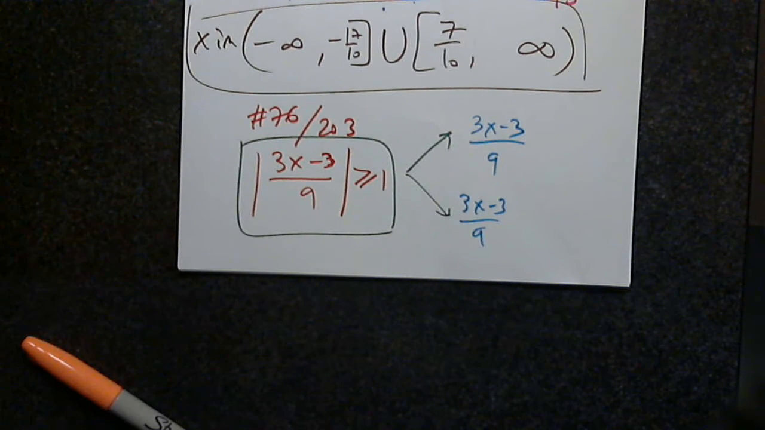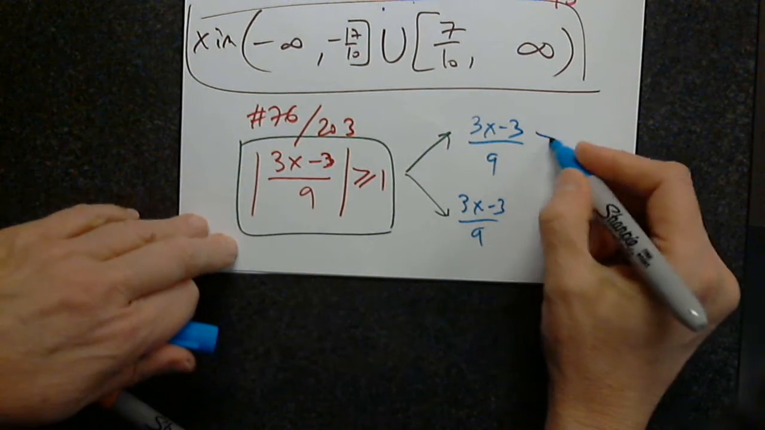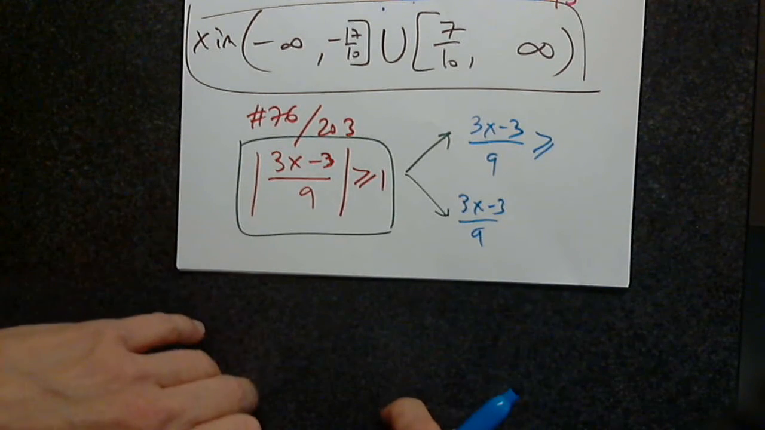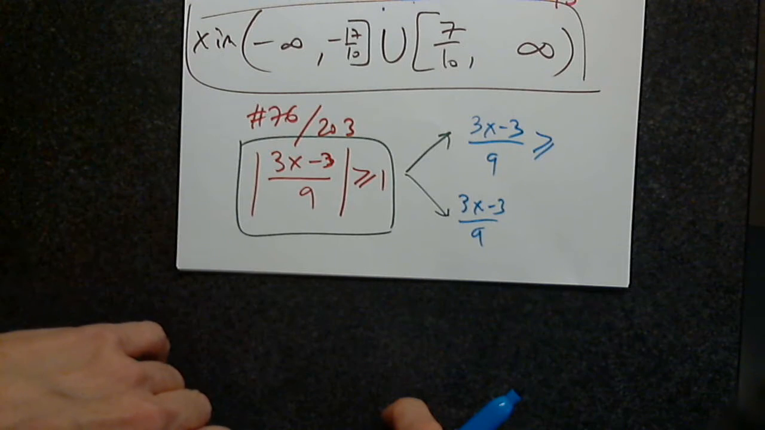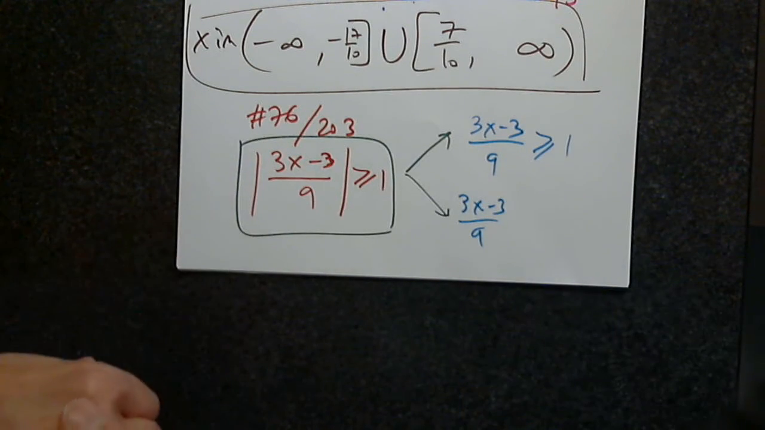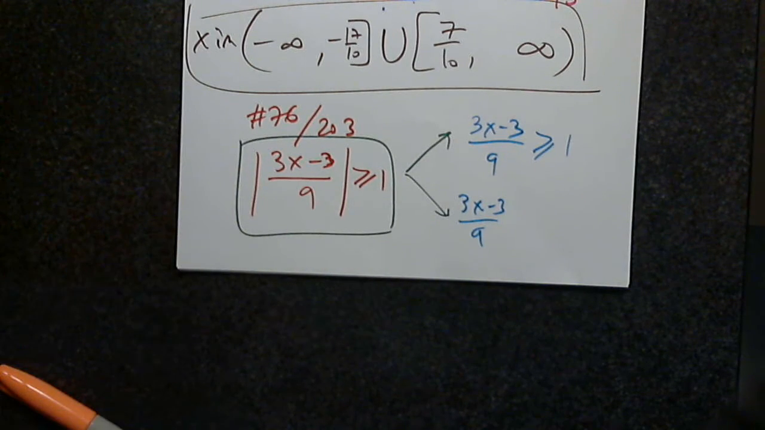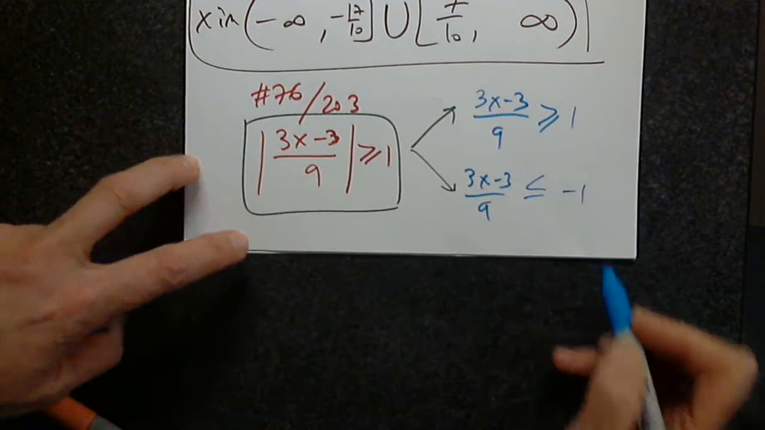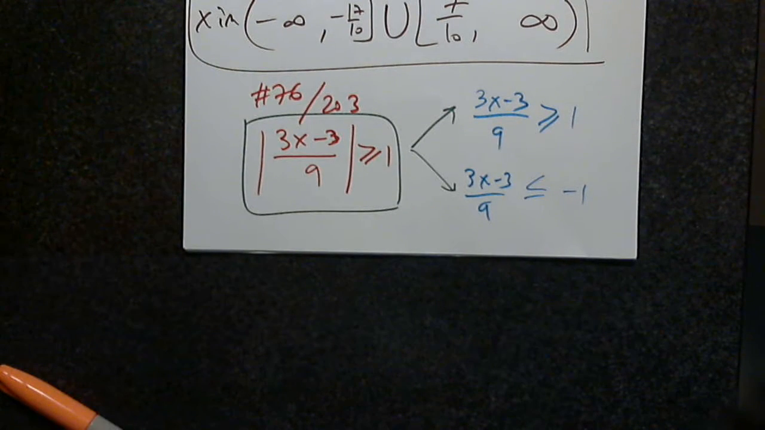So, what do I write? Greater than or equal to. Perfect. 1 and negative 1? Oh, no, 1. Good. So we're talking about the right-hand side of 1. Good. And this one, we're talking about less than or equal to, the left-hand side of negative 1, union the right-hand side of 1. Nothing in between.